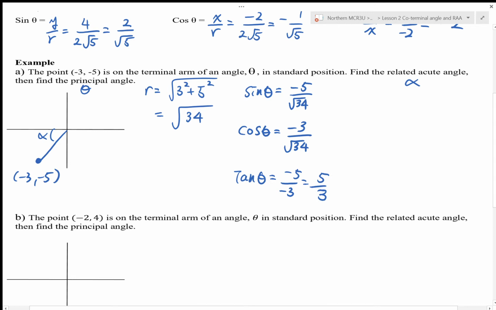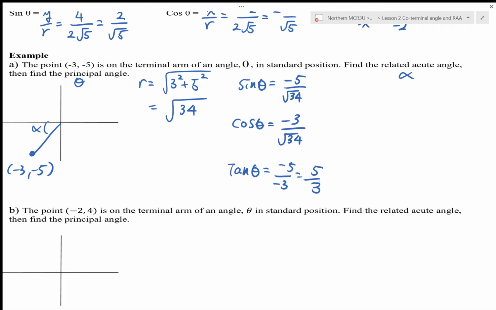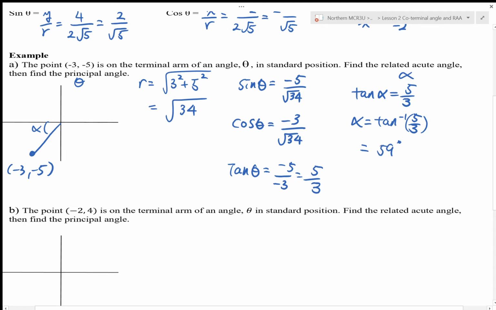So in this case, tangent theta is 5 over 3, so I'm going to put it as tangent alpha, which is also 5 over 3. Now using your calculator, alpha equals tangent inverse of 5 over 3. I am actually doing it now. So tangent inverse, and then 5 over 3. It gives me 59 degrees. So that means this angle right here is 59 degrees. So this is my related acute angle.